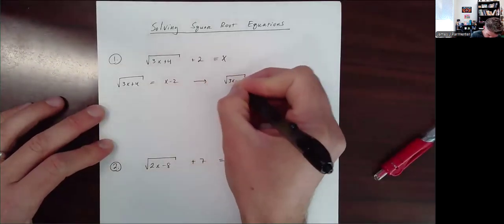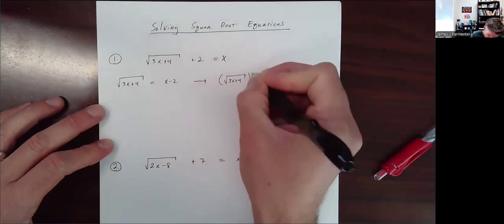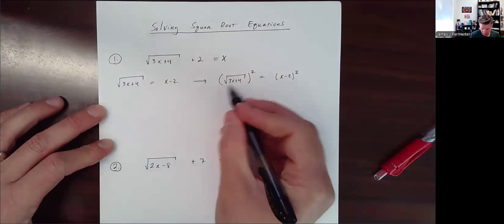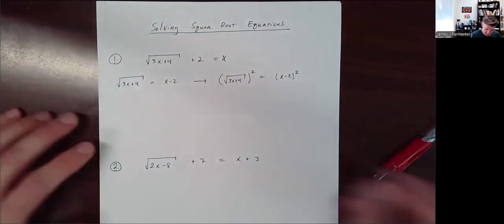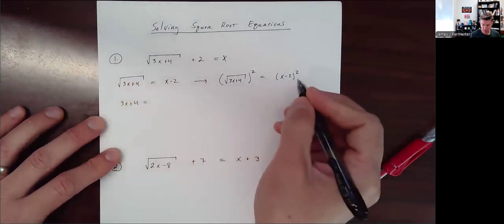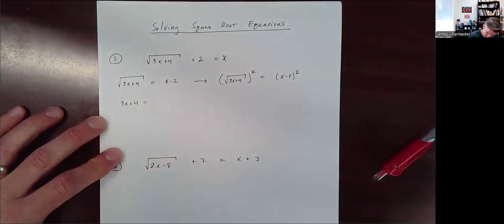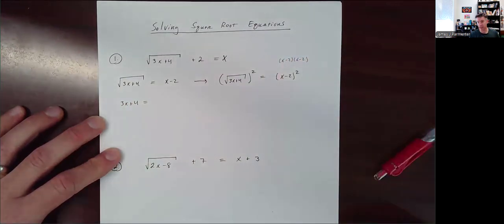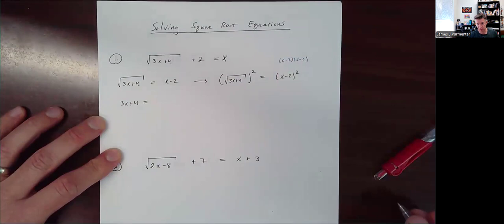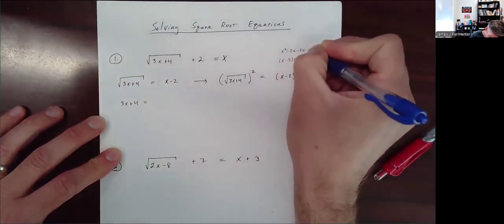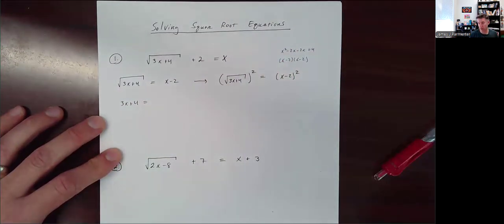You could probably skip this step: square root of 3x plus 4 squared equal to x minus 2 squared. A square root squared always just becomes the argument. So we're going to get 3x plus 4. x minus 2 squared is really x minus 2 times x minus 2. And we fill all that out, we get x squared minus 2x minus 2x plus 4, which ends up being x squared minus 4x plus 4.